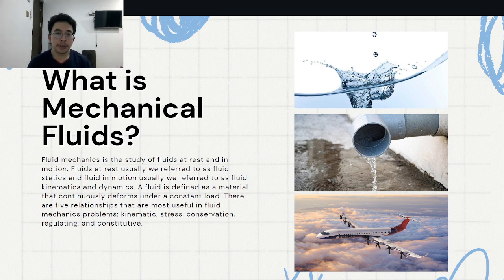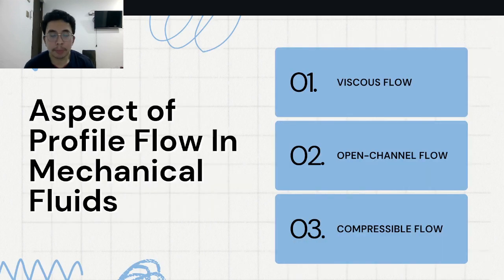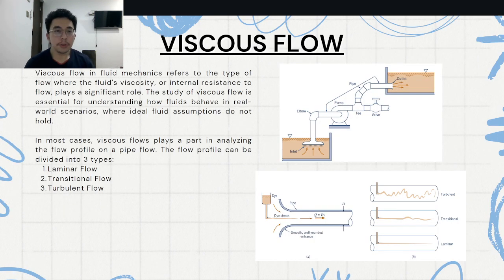There are five relationships that are most useful in fluid mechanics problems: kinematics, stress, conservation, regulating, and constitutive. Now let's get to the topic that I want to discuss this time, the profile flow. We can break it down into three types: the first is viscous flow, the second is open channel flow, and the third is compressible flow. I'm going to explain viscous flow first.